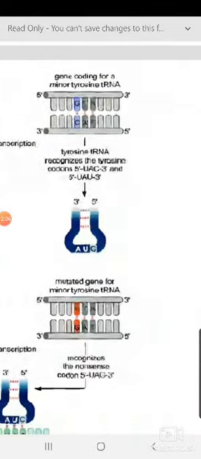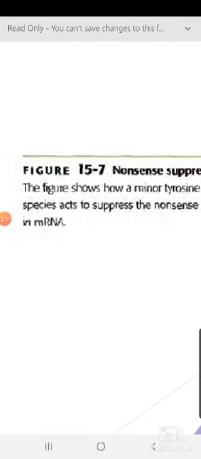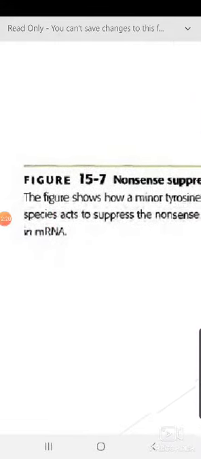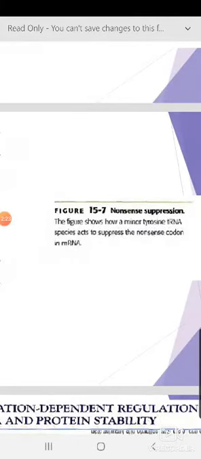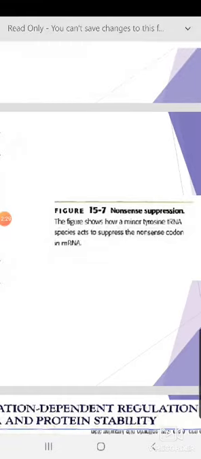Now see, this is called nonsense suppression. What is that? This figure shows how a minor tyrosine tRNA species acts to suppress the nonsense codon in mRNA. So nonsense means the stop codon. As we know, there is no tRNA present which can recognize a nonsense codon. But imagine if some tRNA genes are there, and because of some mutation, this tRNA is now able to recognize the nonsense codon, that means the stop codon, with an amino acid.